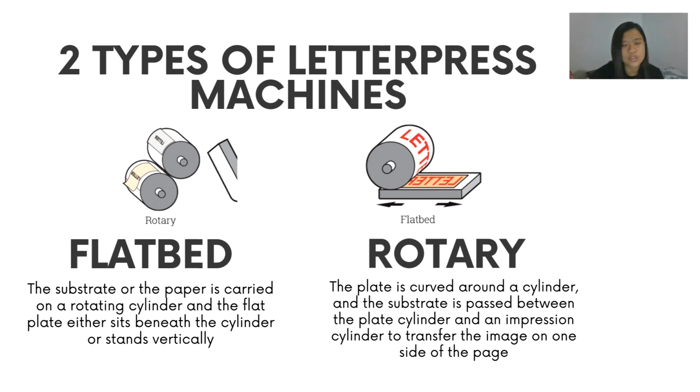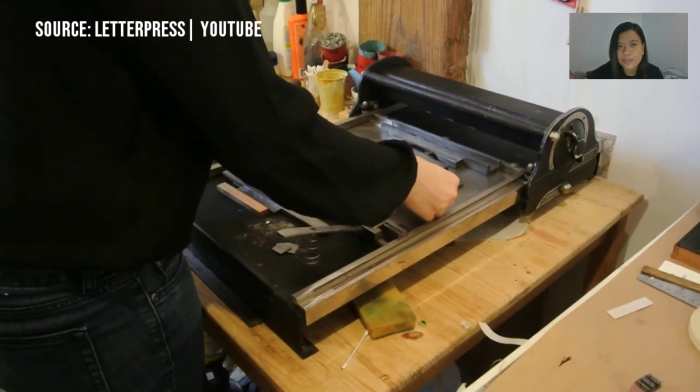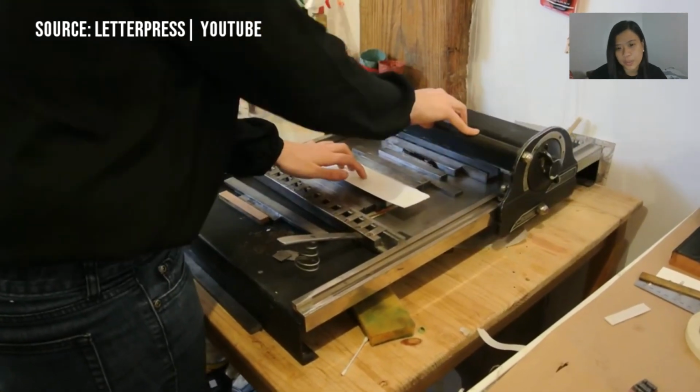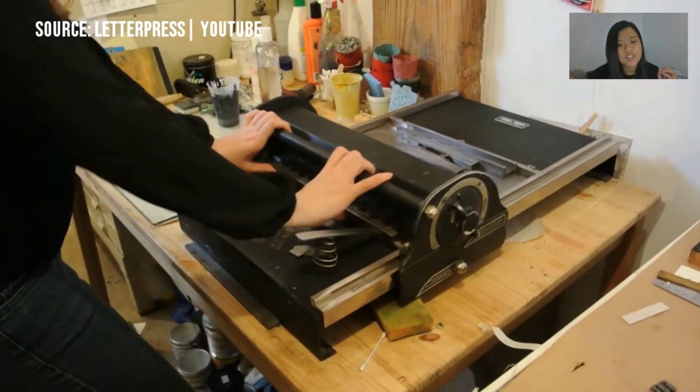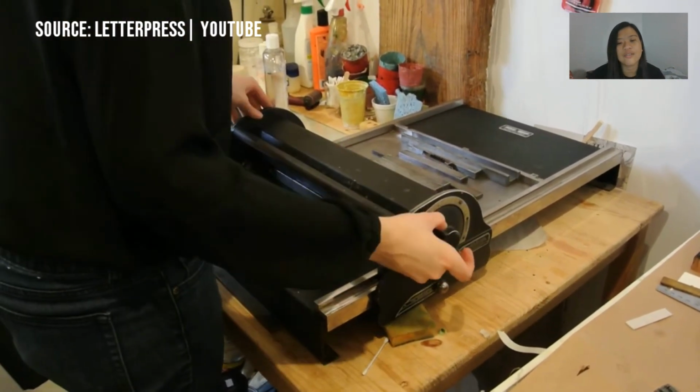Now we will also learn the two types of letterpress machines. The first one is the flatbed. On a flatbed press, the substrate or the paper is carried on a rotating cylinder, and the flat plate either sits beneath the cylinder or stands vertically. The second one is the rotary press.